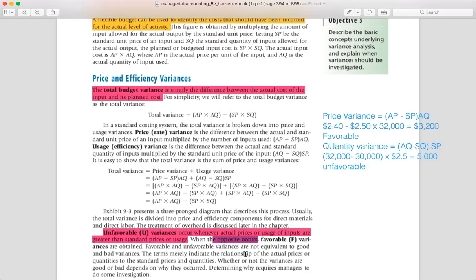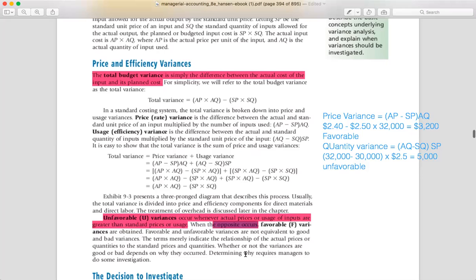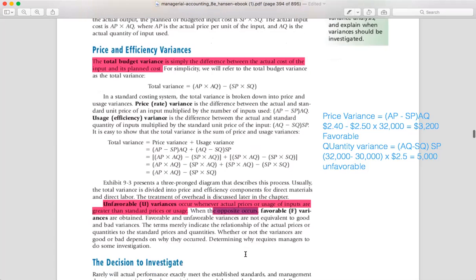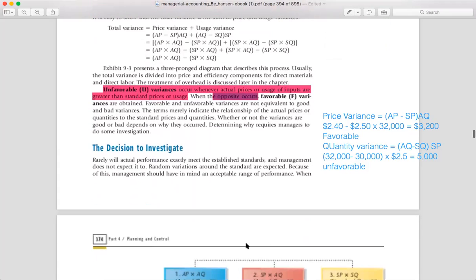Now, favorable and unfavorable are not equivalent to good or bad. Some people think this is a good one and this is a bad one. No, you cannot represent it like that. It just indicates the relationship of the actual and the standard and the quantity. Whether the variances are good or bad actually depends on why they occurred. So determining why requires managers to do some investigation.